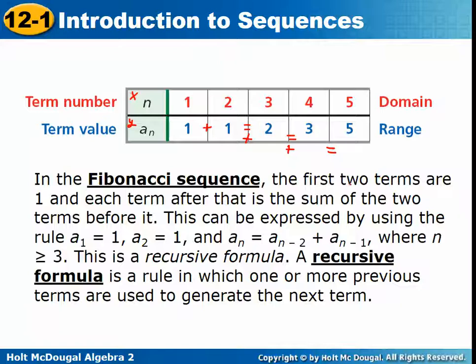So that's a different kind of sequence. It doesn't follow the pattern of arithmetic or geometric. And this is called a recursive formula. A recursive formula is a rule in which one or more previous terms are used to generate the next term. That geometric one that we looked at was the same thing. It was recursive. We looked at the previous term and multiplied it by r to get to the next term.